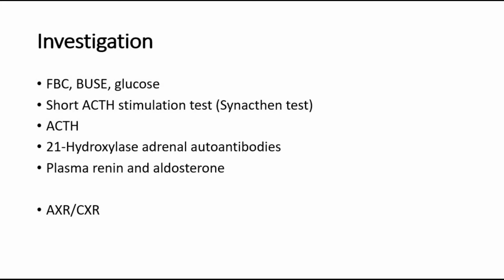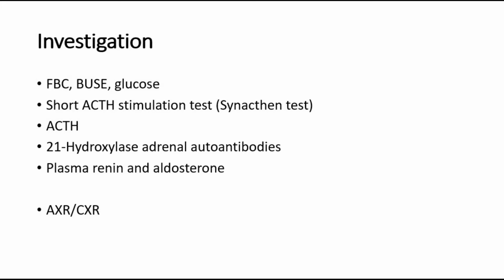Another investigation we can do is the short ACTH stimulation test, where we do plasma cortisol before and 30 minutes after giving synacthen. Addison's disease is excluded if the 30-minute cortisol is more than 550 nmol per liter. Other investigation includes ACTH. In Addison's disease, the ACTH level in the morning is high, whereas it is low if it is due to secondary causes.